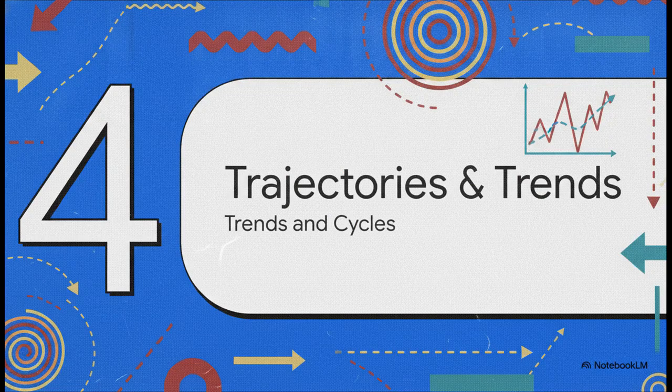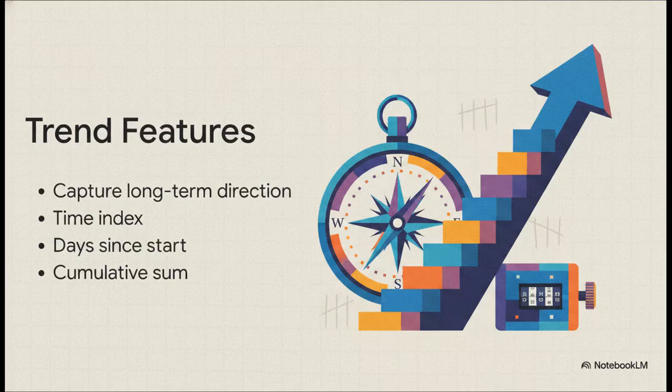Moving right along to section 4, trajectories, trends, and cycles. Technique 5 introduces trend features. I want you to think of these as our compass. They make sure the model understands the overarching long-term direction of the data, completely independent of all those daily fluctuations we talked about. So creating a simple days since start counter acts as a sort of time index.